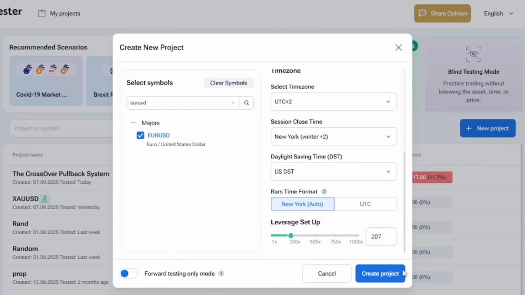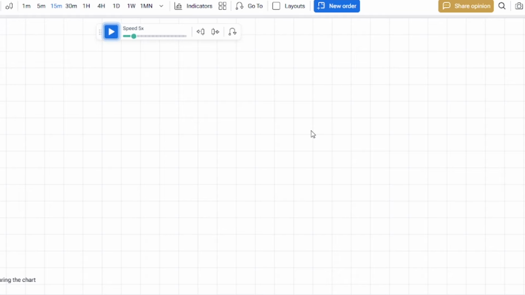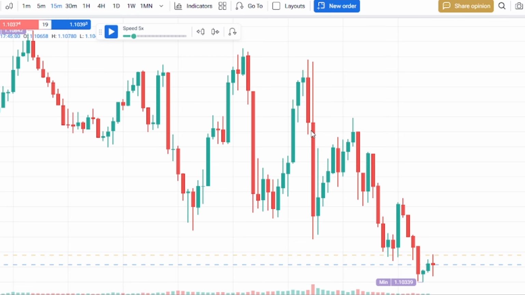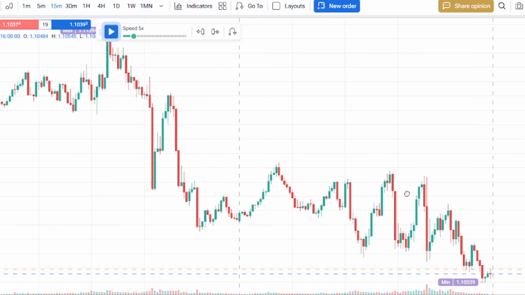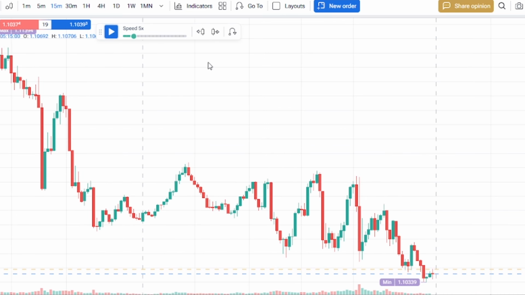So after this, I'm going to click here where it says start, and a new trading platform is going to be opened. So this is the platform where you are going to be testing your strategy on. So firstly, we need to add some indicators.